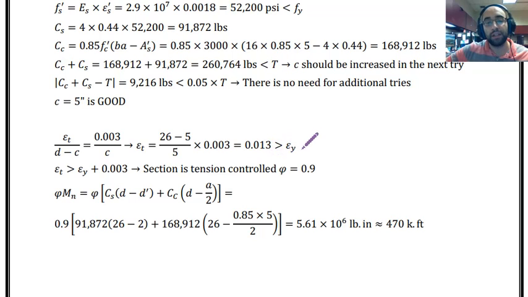As you can see, it is much greater than epsilon y. So far, by the examples that you have solved here and there, you know epsilon y is about 0.002. So it is much greater than that, and also much greater than epsilon y plus 0.003. So the section is also tension controlled, and phi is equal to 0.9. So tension reinforcement has yielded, and the section is also tension controlled, which means it is satisfying the requirement from ACI code. So the last step is to just calculate phi mn for analyzing the section.